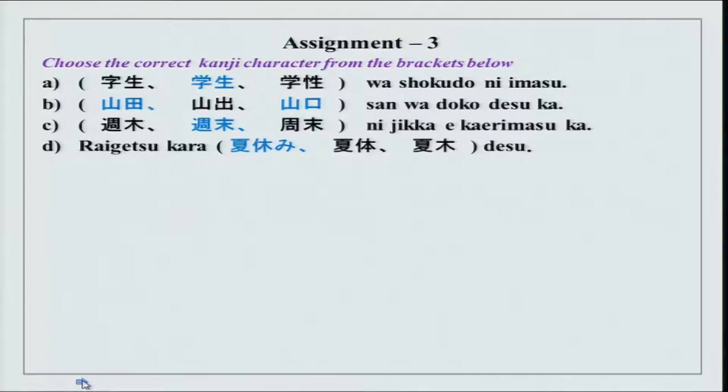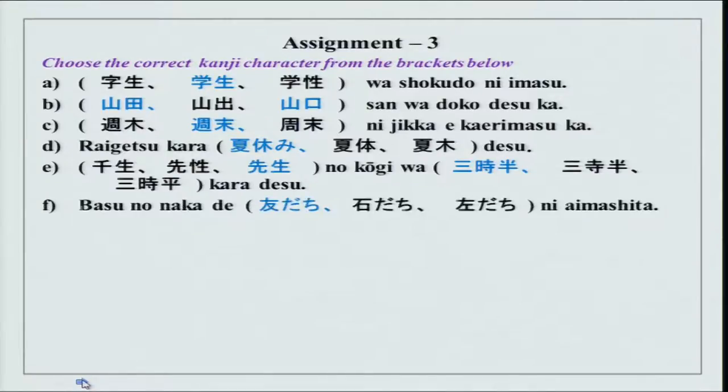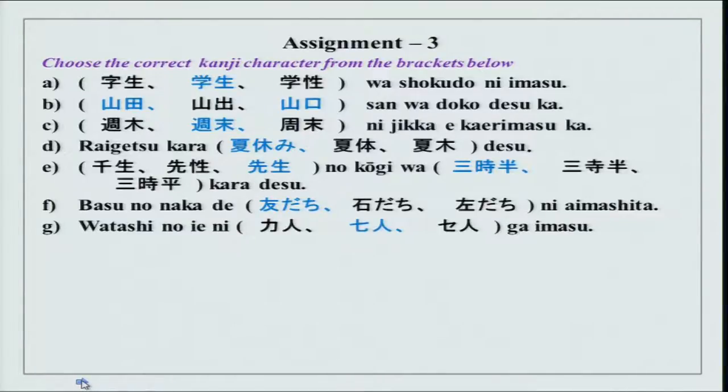Raigetsu kara natsu yasumi desu. Then sensei no kogi wa 3 han kara desu. 3 han is 3:30 and kogi is lecture. Bus no naka de tomodachi ni aimashita. Bus no naka de, please, for action at a certain place. Watashi no ie ni 7 nin ga imasu. Ni and ga again is a pattern. Something or someone ga imasu.